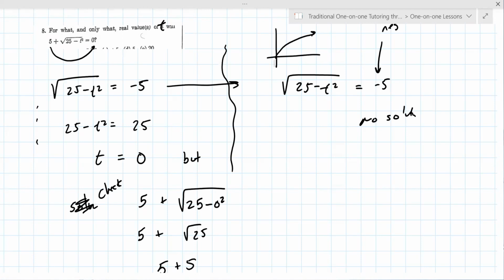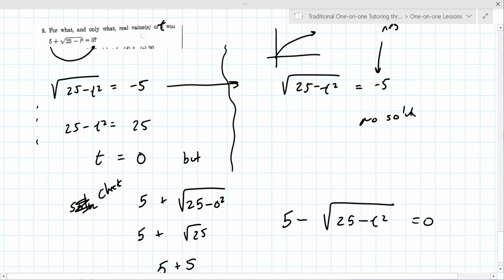And if you have a negative square root, it doesn't work, right? What happens when... Well, you could. I mean, if the problem said 5 minus square root 25 minus t squared equals 0, this works. Yeah, but you can't have a negative inside the actual square root, right? You can't take the square root of a negative number.